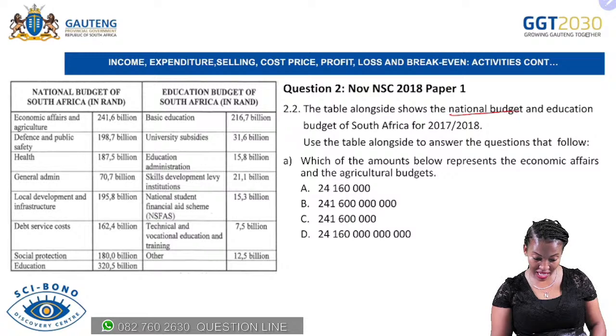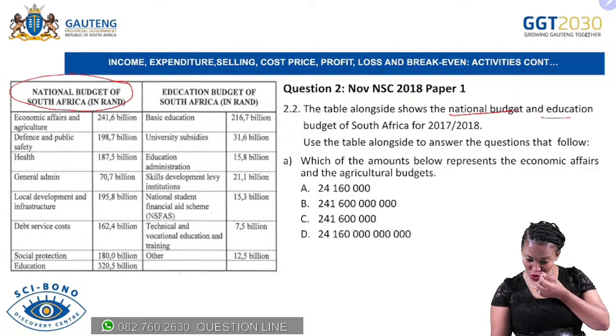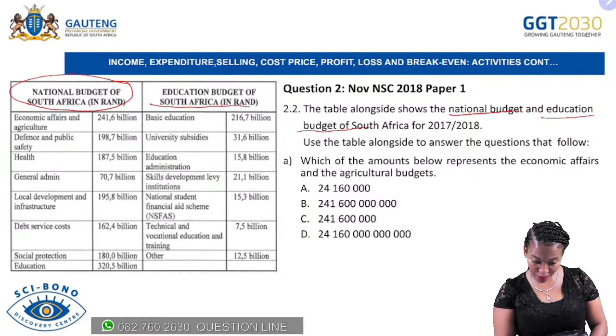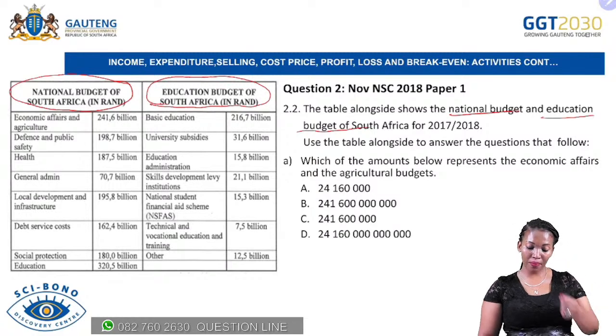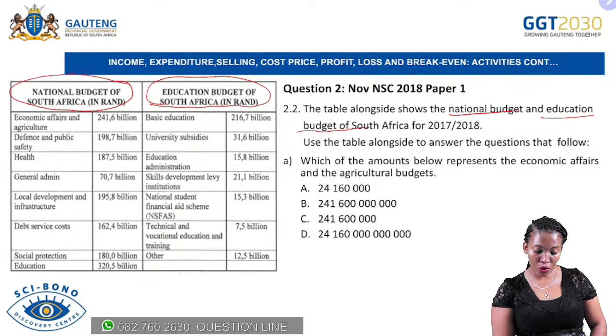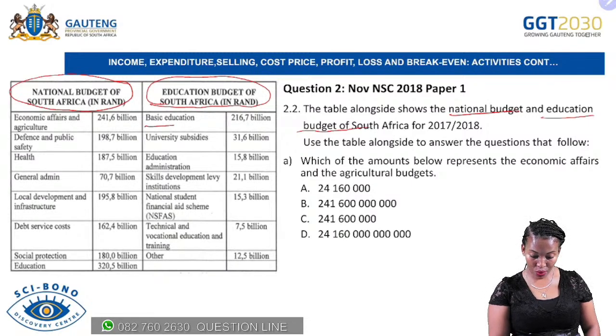It shows the national budget. So this section is the national budget. And then it also shows what? The education budget of South Africa. So this section here is the education budget in rands. So the values that are given to us, for example, economic affairs and agriculture, it is 241.6 billion. So this is not just 241.6. And then here for basic education, it is 216.7 billion. So it's not just 216.7.